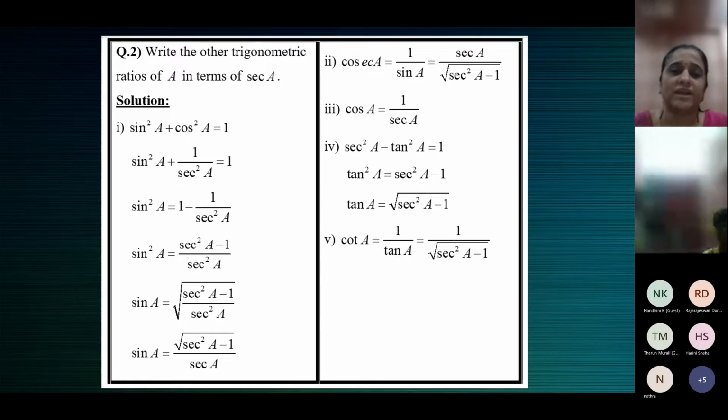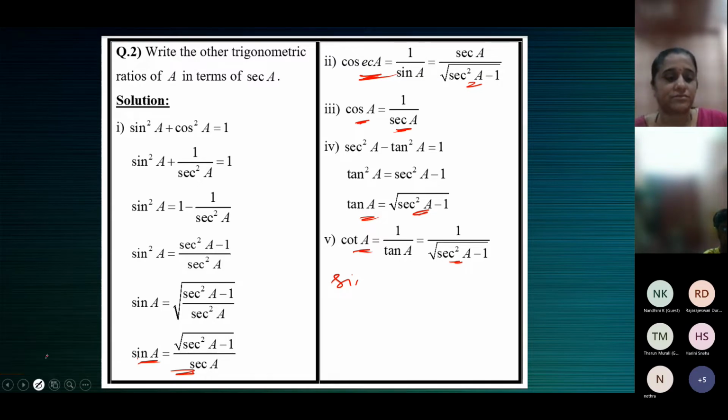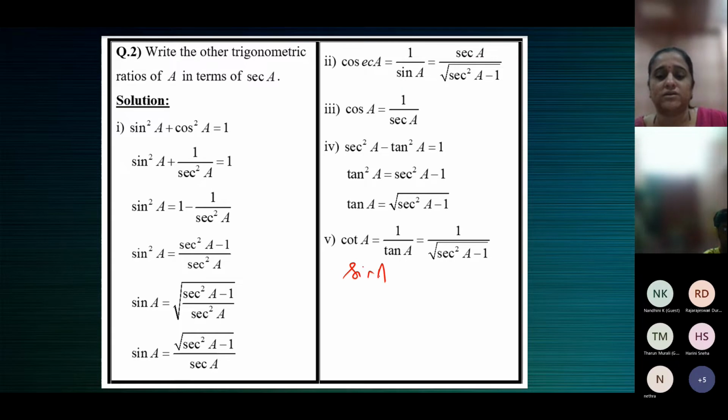You should write sin A in terms of secant A, cos A in terms of secant A, tan A in terms of secant A, then cosecant A in terms of secant A, and cot A in terms of secant A. You have sin A, cos A, tan A, cosecant A, secant A, cot A. These are the 6 ratios.